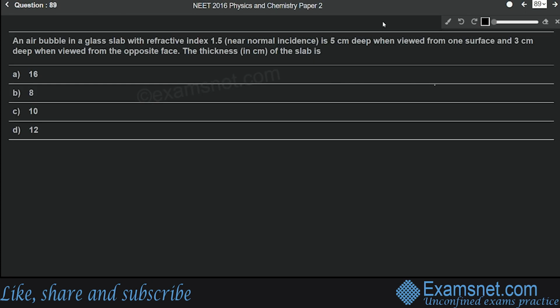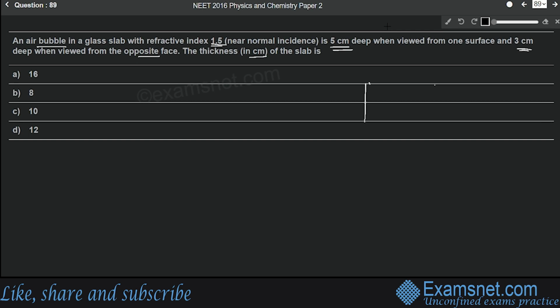Now question number 89 is again from ray optics and optical instruments, and the question is: an air bubble in a glass slab with a refractive index 1.5 near normal incidence is 5 cm deep when viewed from one surface and 3 cm deep when viewed from the opposite face. The thickness in centimeter of the slab is, okay.